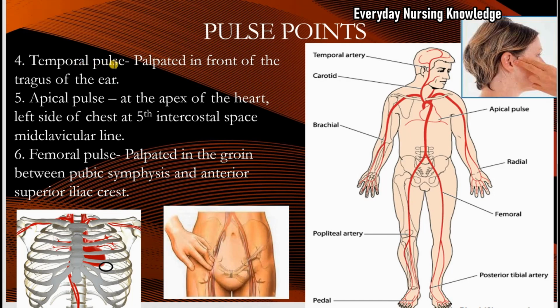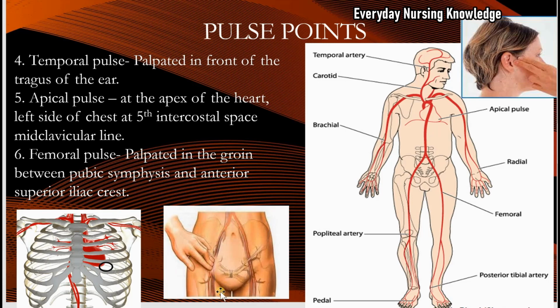Fourth is temporal pulse. Temporal pulse is palpated at the front of the tragus of the ear. This is the tragus of the ear and it's palpated in the front of the tragus of the ear. Fifth is apical pulse. Apical pulse is palpated at the apex of the heart, which is located mid-clavicular line. This is clavicle, so mid-clavicular line, left side, and it's at the 5th intercostal space, usually auscultated using a stethoscope.